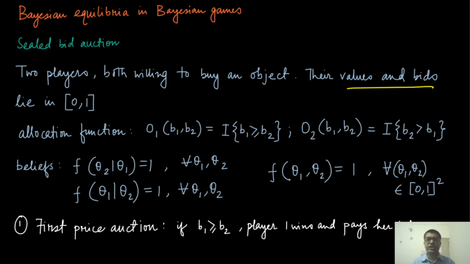And the allocation is very simple. If player 1 bids at least as much as player 2, then the object goes to him, otherwise it goes to player 2. And the common prior is uniform, and they are also independent in this case. So in this setup, we will consider two kinds of auctions.